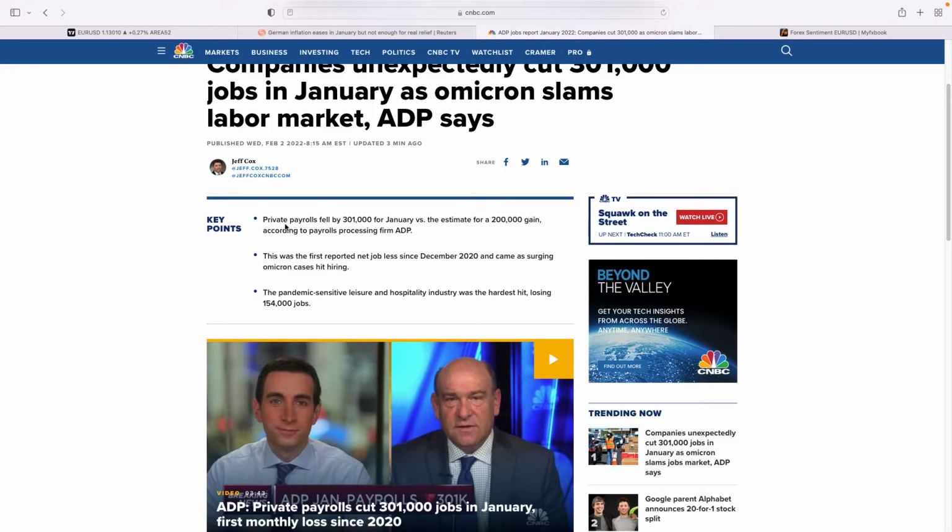It reads here in terms of the key points: private payrolls fell by 301,000 for January versus the estimate for a 200,000 gain, according to the payroll processing firm ADP. So they were expecting to increase the amount of people that got employed, but instead of getting the 200,000 people that they thought they had employed, they actually lost 301,000 people. Now, it also reads that this was the first reported net job loss since December 2020 and came as surging Omicron cases hit as well.